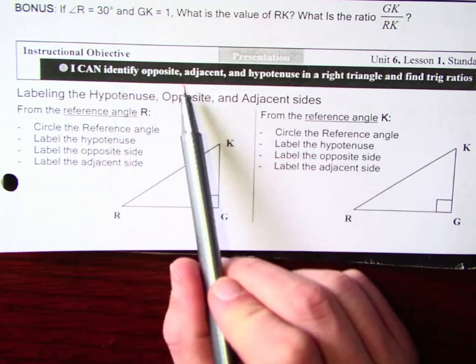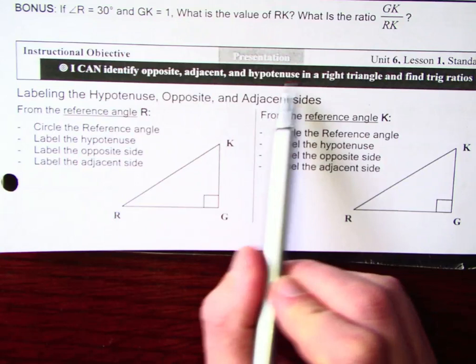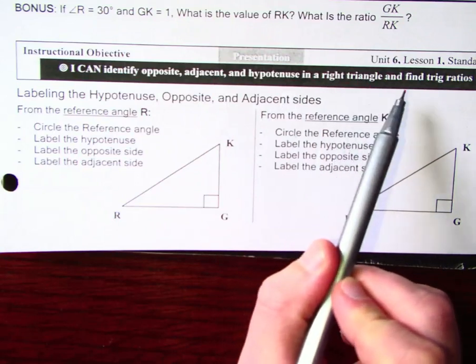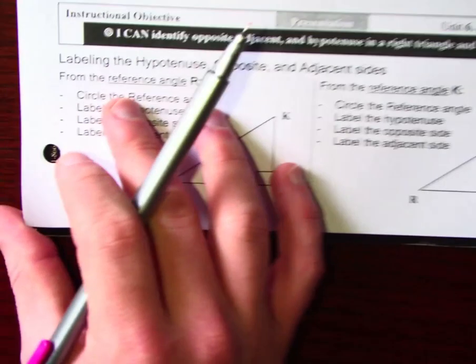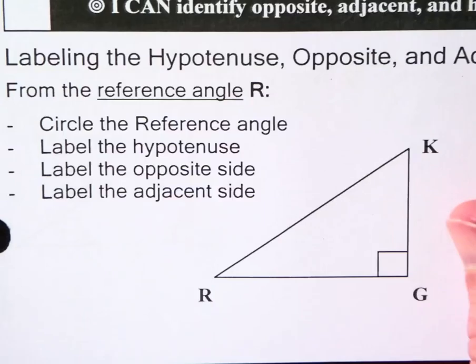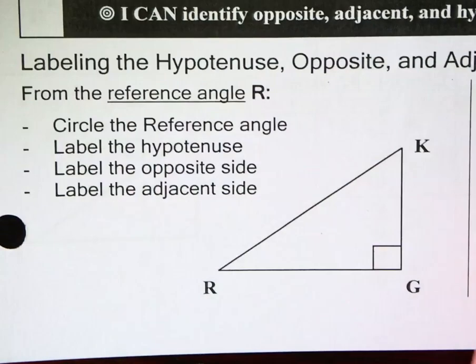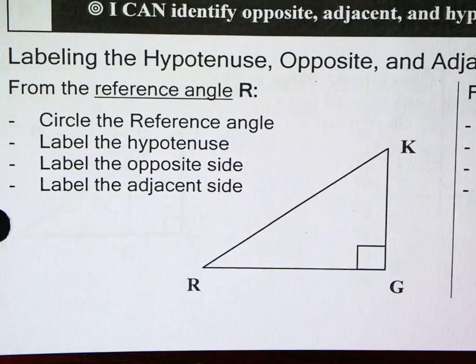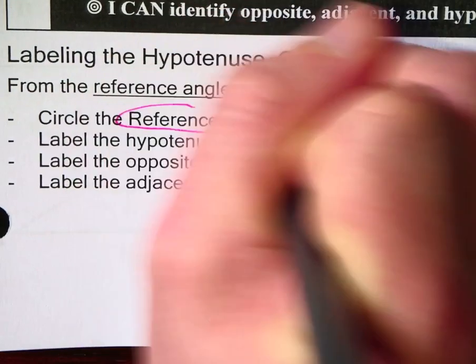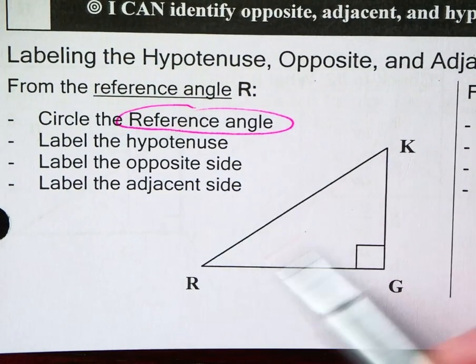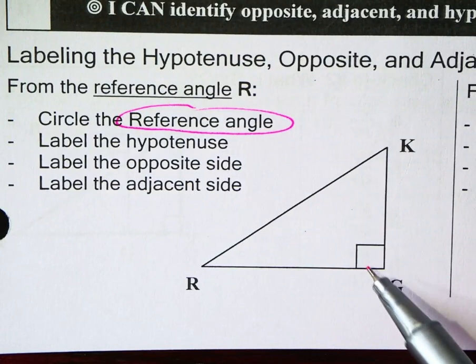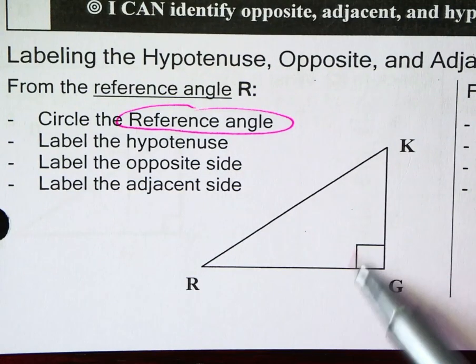I can identify opposite, adjacent, and hypotenuse in a right triangle and find trig ratios. So let's take a look at our first example. And there's really 4 steps we're going to follow here. We're always going to circle the reference angle. The reference angle is either going to be this angle or this angle. It will never be the 90 because trigonometry is only going to work here in right triangles.